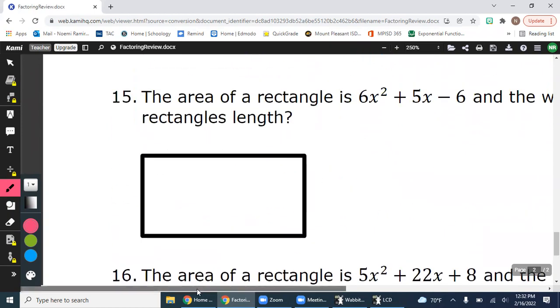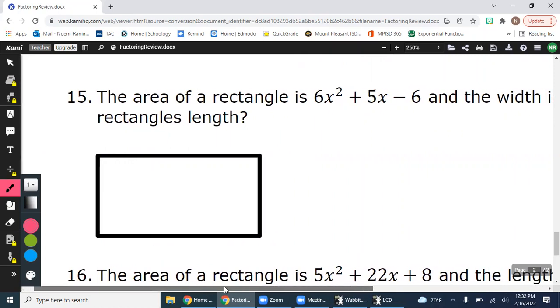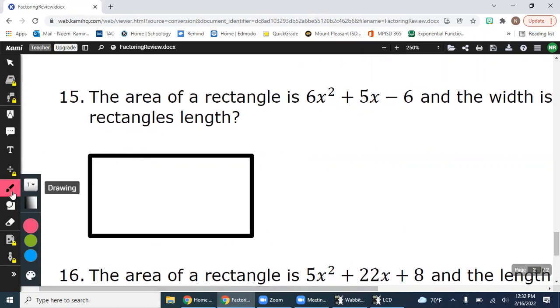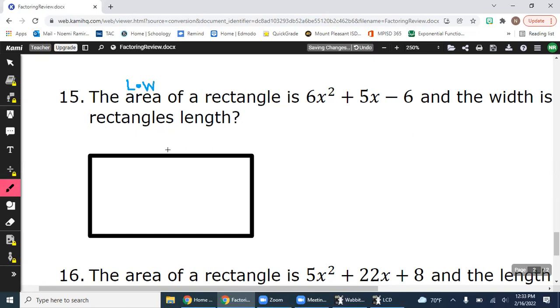So we're going to go over to 15. 15 states the area. How do you find the area? Multiply. What are you multiplying? Base times height, or length times width. In this case, it's length times width because those are the two they give us. After I multiply, I'm supposed to get 6x squared plus 5x minus 6. That's my area, that's the total.